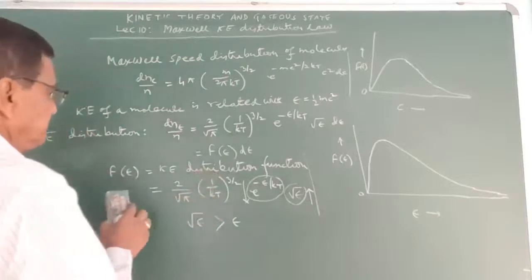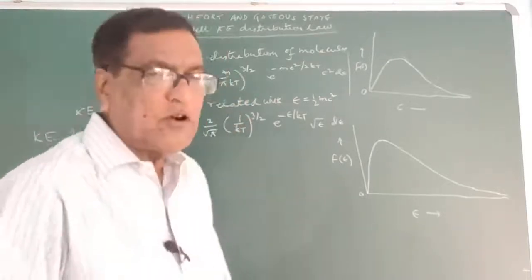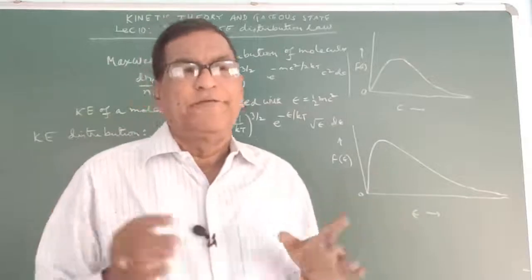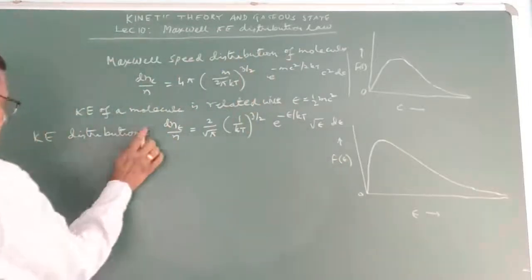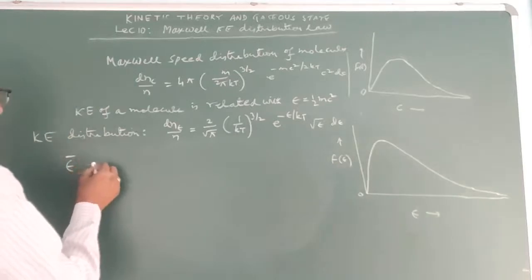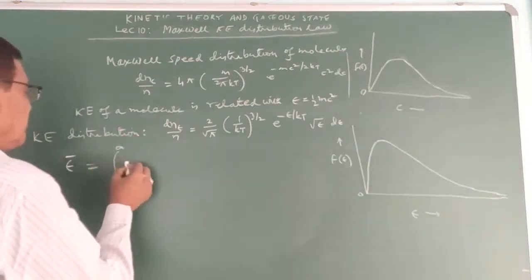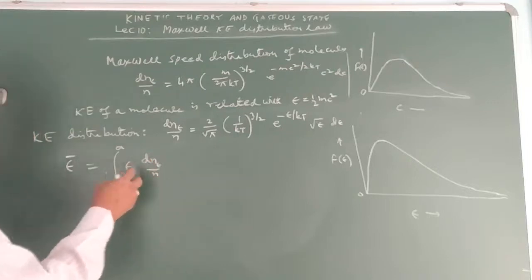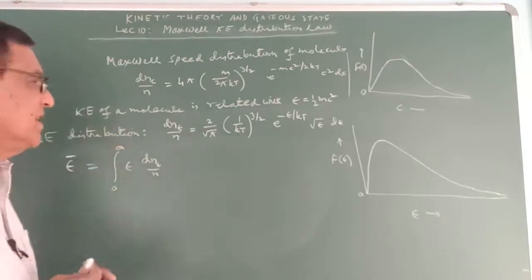And from this relation, I have already told you that the distribution of a property will help to calculate the average value of that property. So here also we can take the average value of the kinetic energy, according to this formula, integral from 0 to infinity of epsilon dn(epsilon)/n. This is the probability of a molecule to have molecular kinetic energy epsilon, and epsilon will range from 0 to infinity.